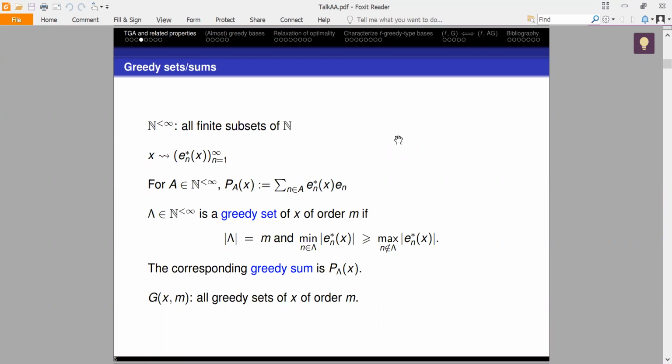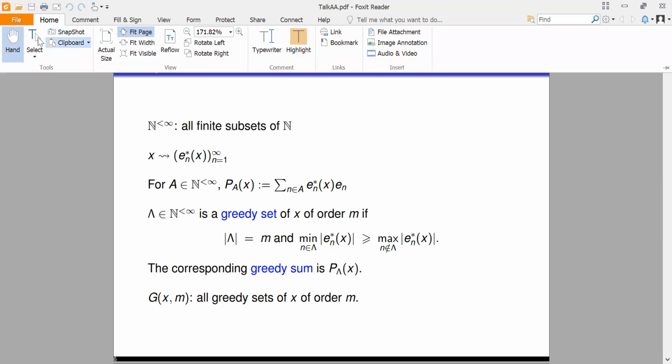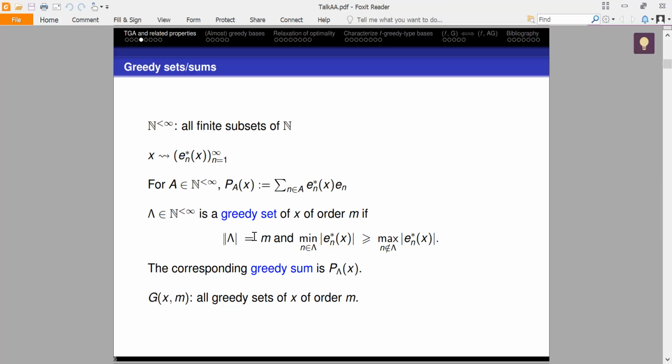So now we can define a greedy set. A greedy set of x of order m is a finite set Lambda of size m such that the coefficient of x in Lambda is at least the maximum of the coefficients not in Lambda. So this is how you define a greedy set right here. You want anything inside the set to be at least the maximum of the things that are outside the set.